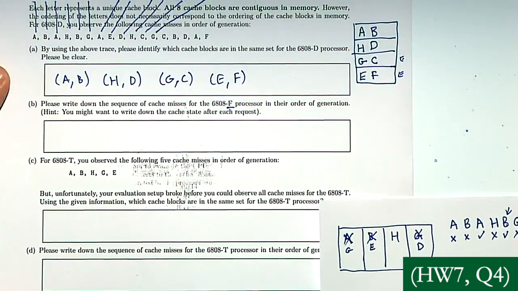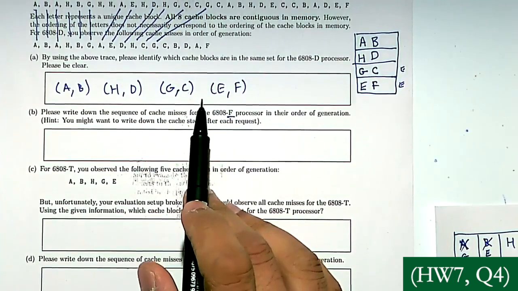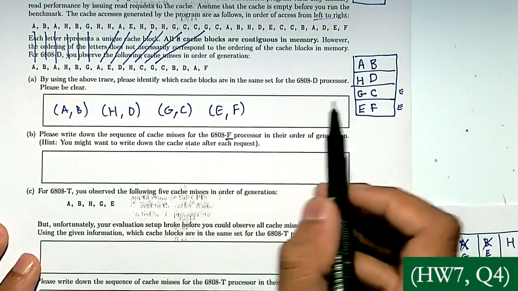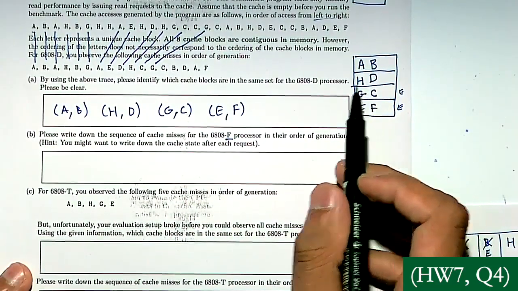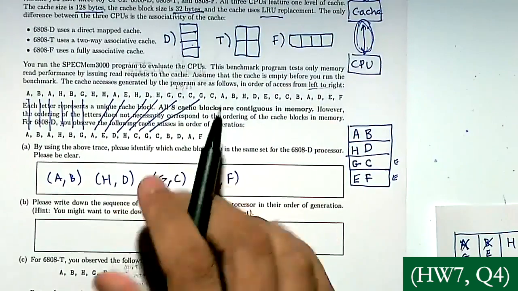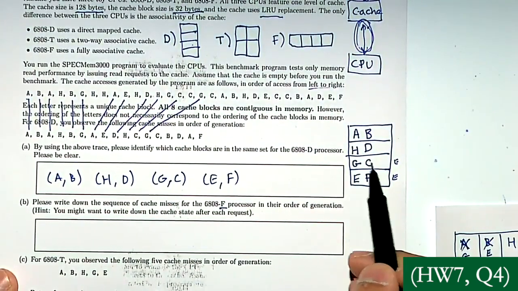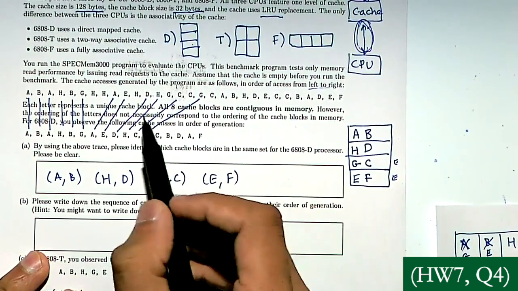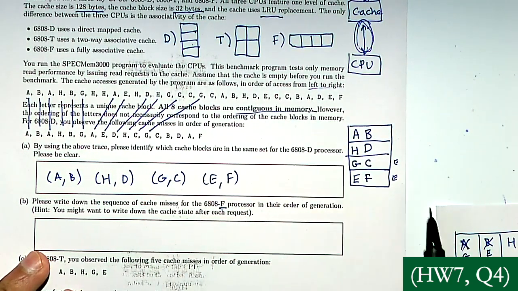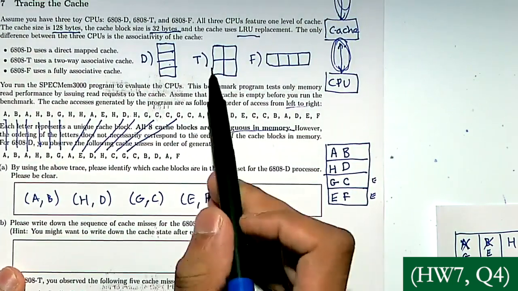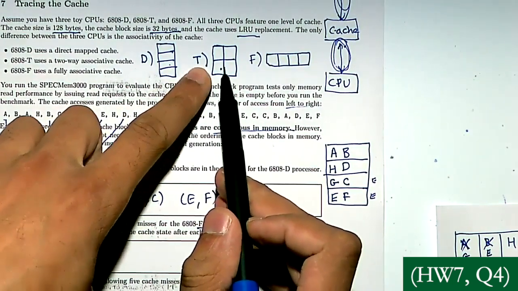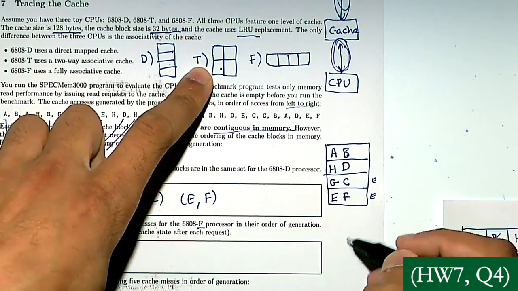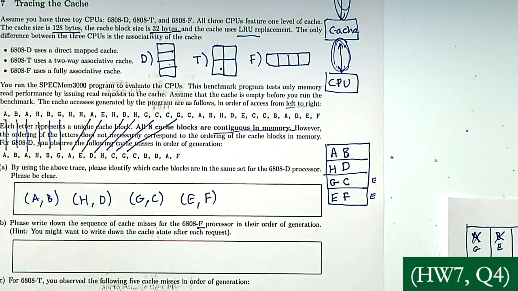So we actually have some information from the previous part as well. We know that these pairings already map to the same cache sets for the direct mapped cache: A, B, H, D, G, C, and E, F. And what this tells us is that since these eight are guaranteed to be contiguous in memory, for the two-way associative cache, if A and B conflict here, that means they have a spacing of four addresses between them.